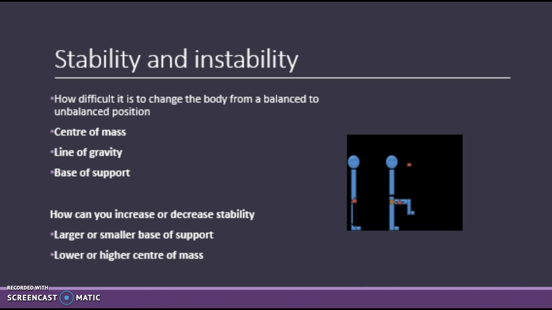In order to increase stability, the base of support can be widened, as this will help the line of gravity stay within the base of support. Also, you can lower your centre of mass by lowering your overall position, which also increases stability. However, sometimes people need to decrease their stability. For example, a rugby player will lean forward when making their tackle, moving the centre of mass outside of the base of support so they can take a player onto the floor.